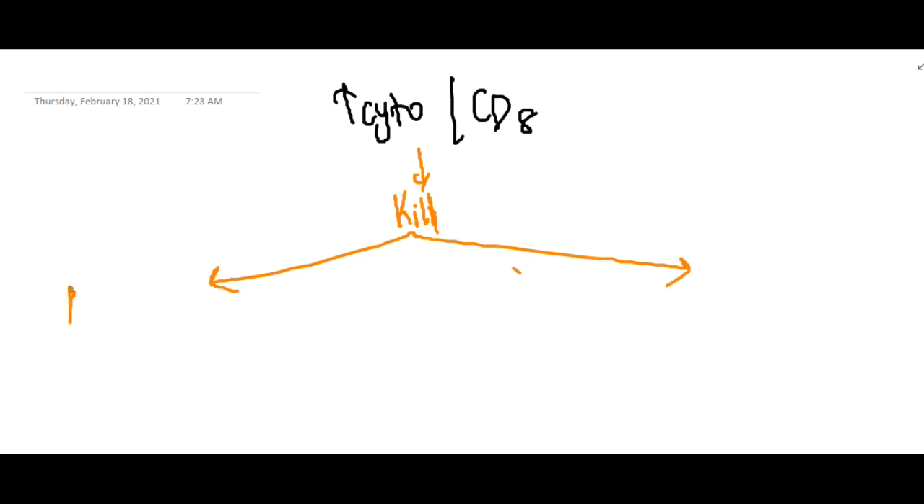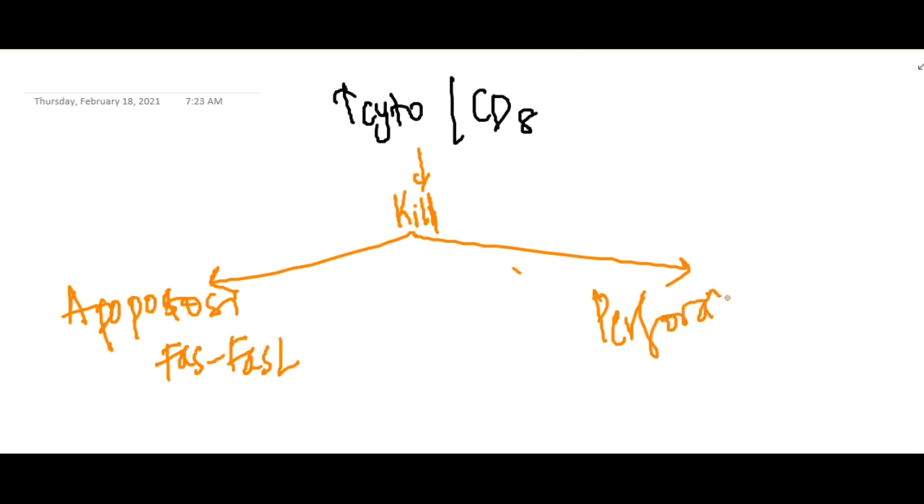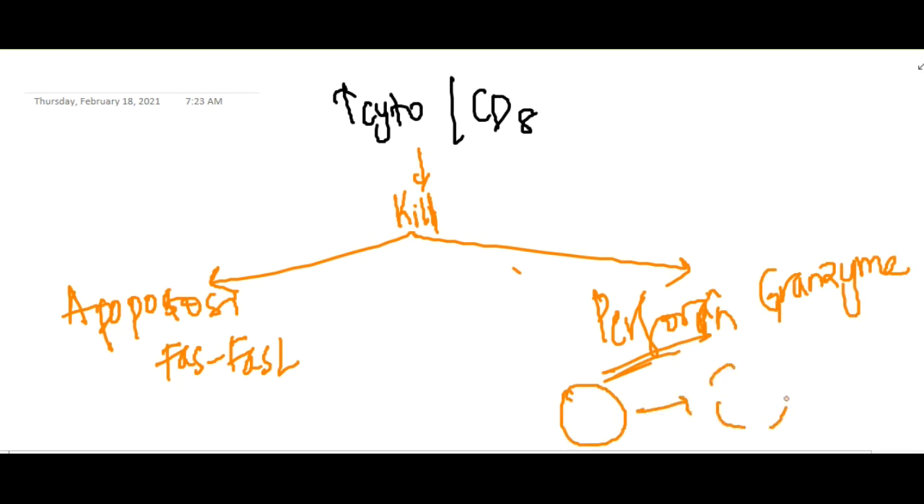So this killing can occur by apoptosis, that is by Fas and Fas ligand. This killing also occurs by perforin and granzyme. With the help of perforins and granzymes also this killing occurs. With perforins, small holes are produced in the cell and this will kill the cell. Okay, so these are the important points about T helper cells and T cytotoxic cells.